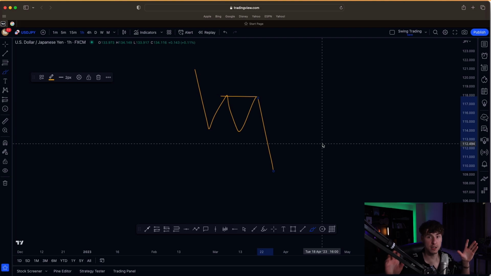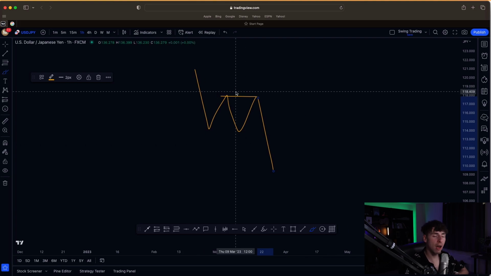Now, you may have seen this pattern before, probably have, but in my opinion, this pattern is the best pattern to trade because it's just so simple. It's really easy to identify, and I just personally love it. I personally call it the M pattern just because it looks like an M, and, you know, my name's Michael, so why the fuck not?